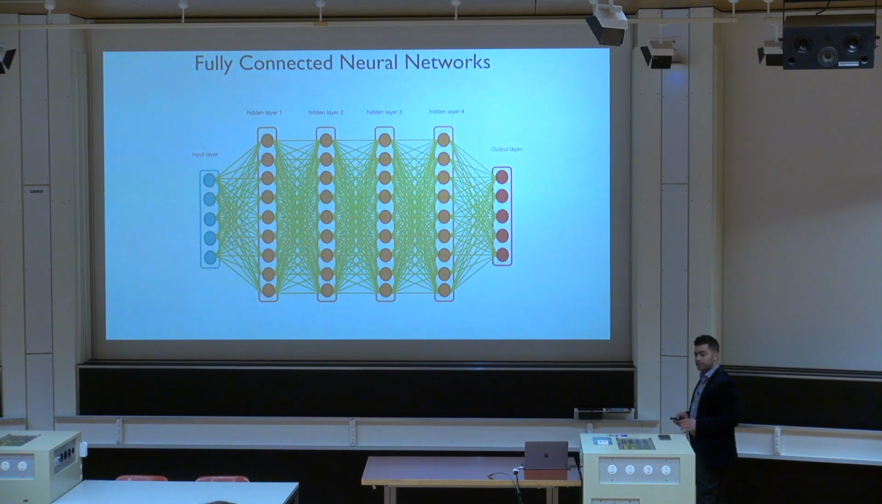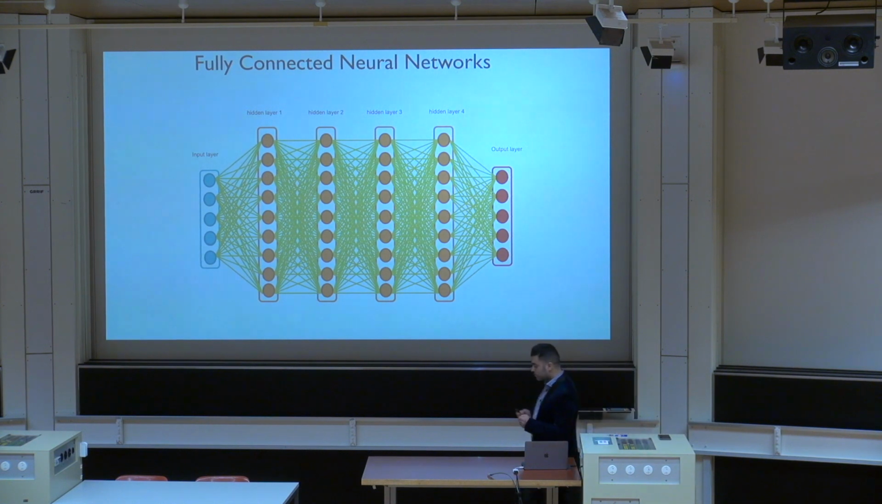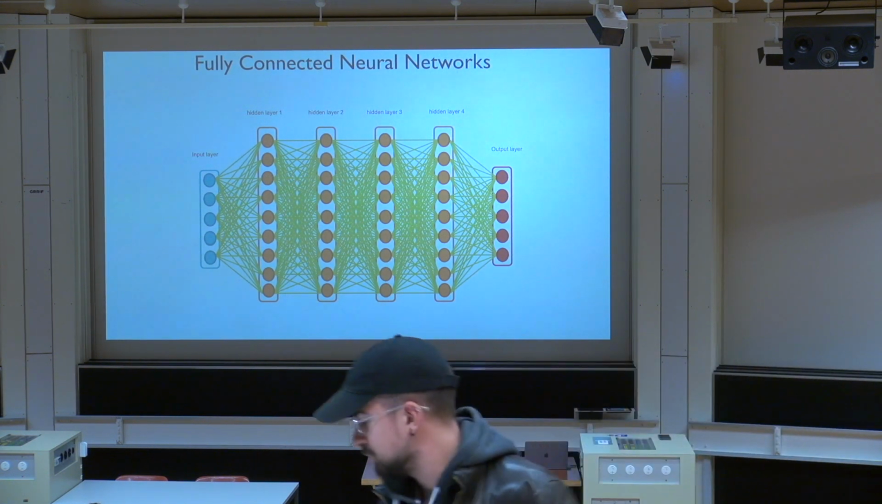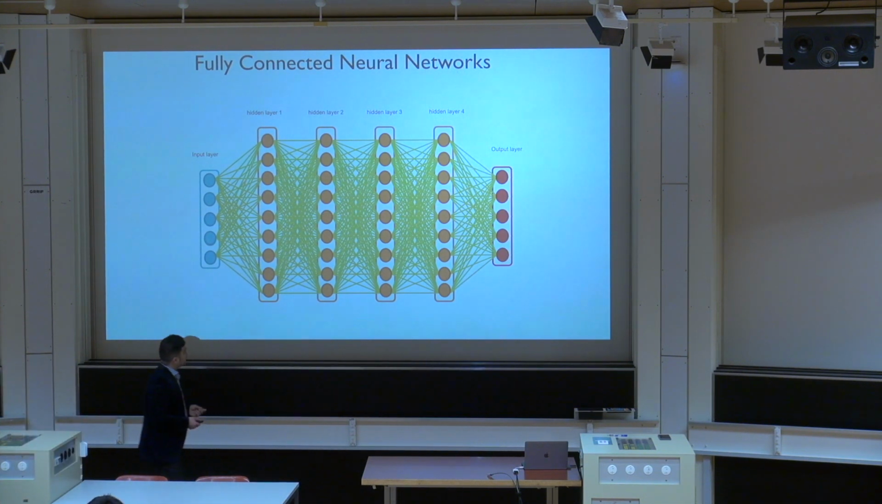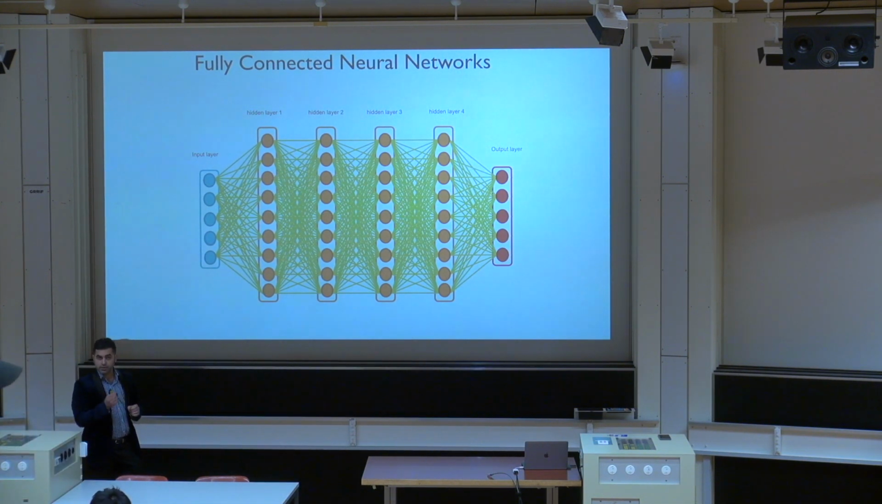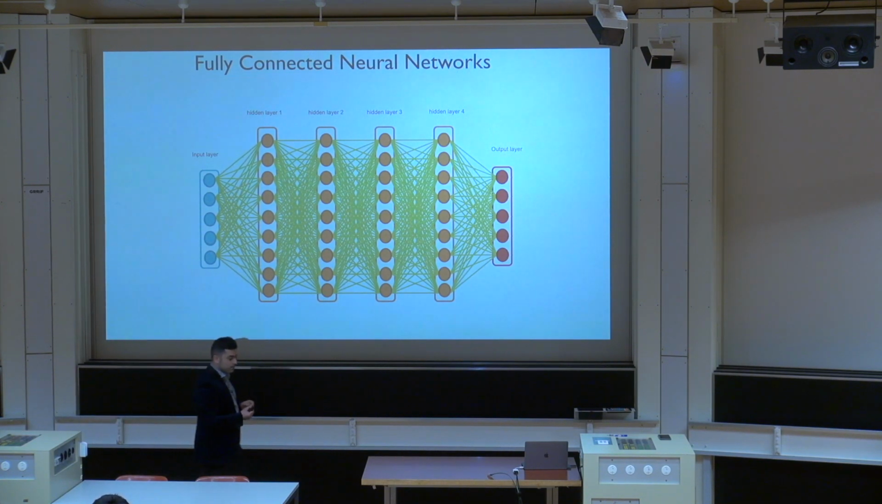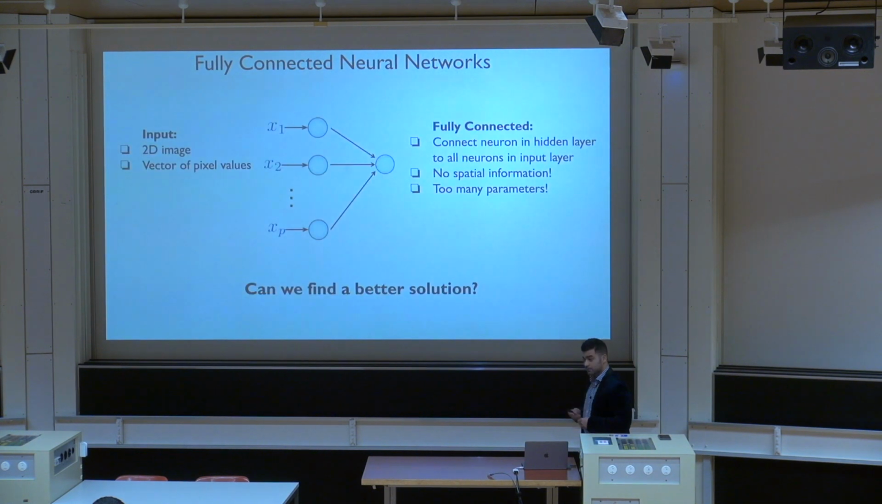This is just a reminder, because in lab three, you were supposed to design a fully connected neural network with two hidden layers. In fully connected neural networks, each neuron in each layer is fully connected to all neurons in the next layer. But the question is, do we really need all of these connections for the classification? The answer is no.